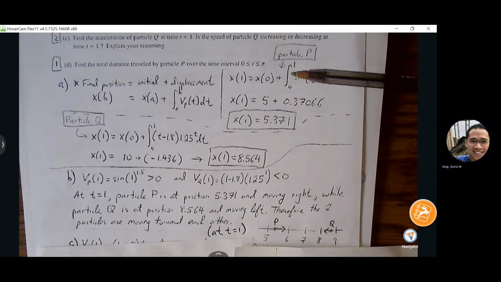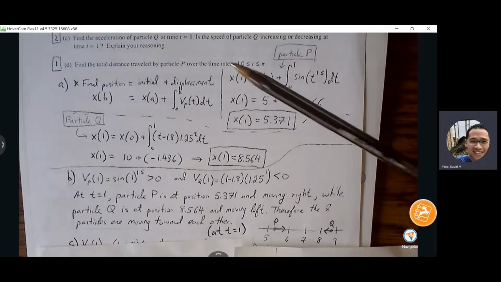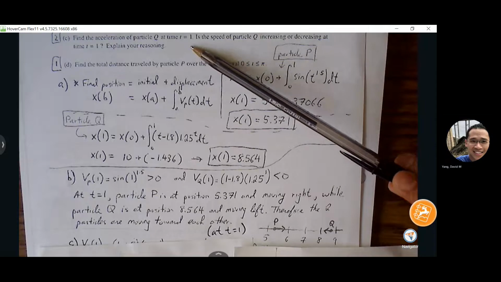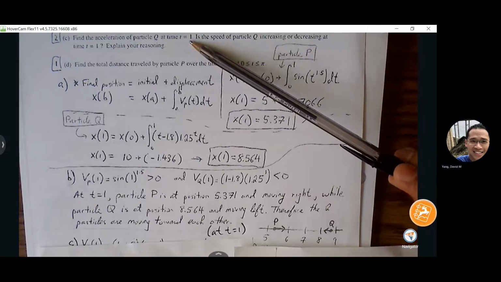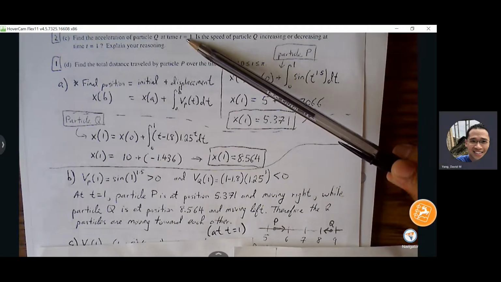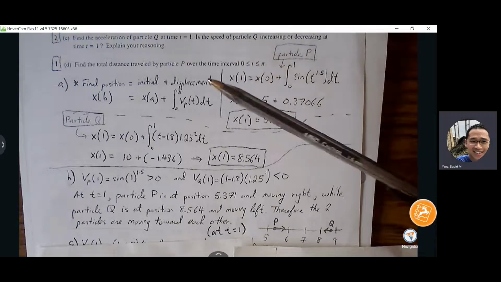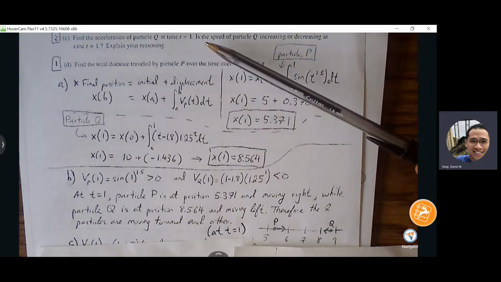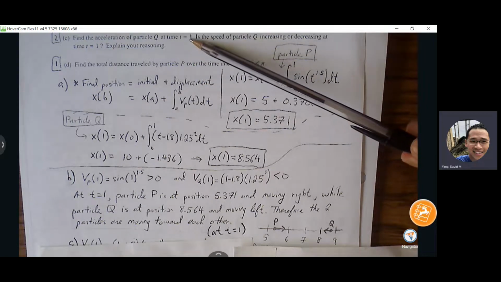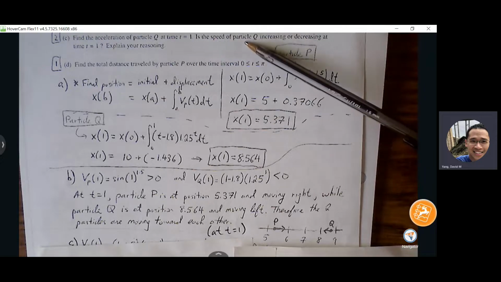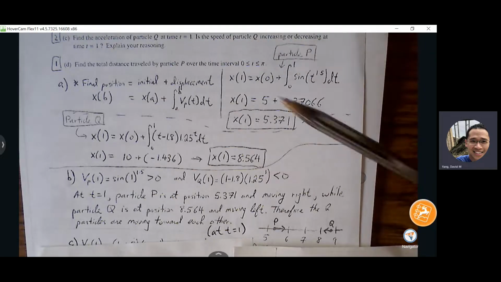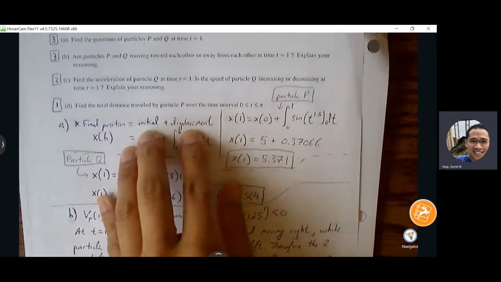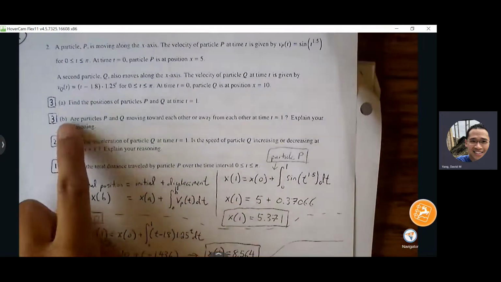Okay, part C. Find the acceleration of particle Q at time t equals 1. So acceleration, what can we do to get to acceleration? Yeah, derivative of velocity, right? So now we're just looking at particle Q. We're not looking at particle P anymore. If we know the acceleration of particle Q, we can figure out whether speed is increasing or decreasing, right? We can compare the signs of velocity and acceleration. So we'll go to particle Q and find the derivative of particle Q, make the calculator do that work for us.